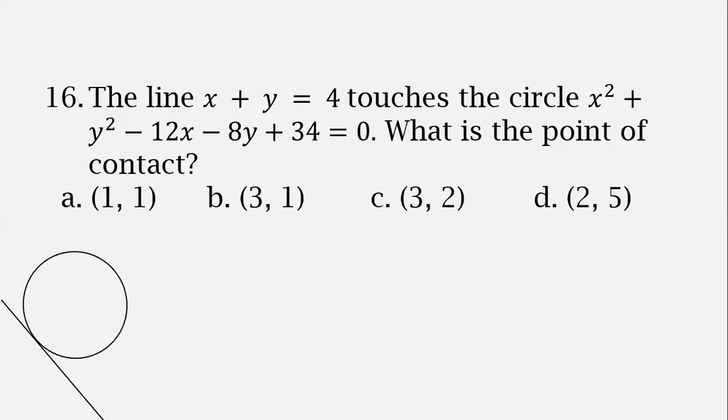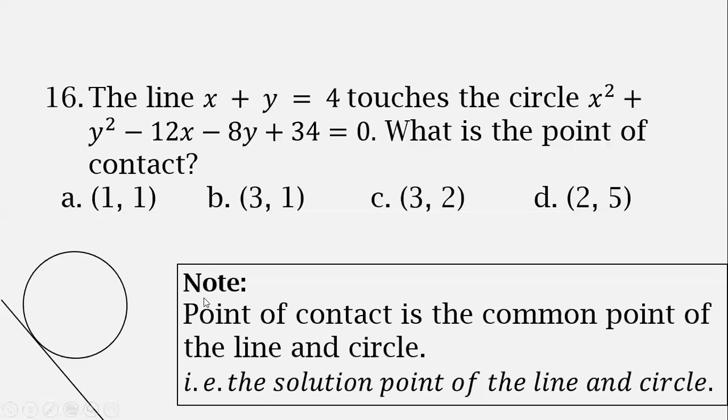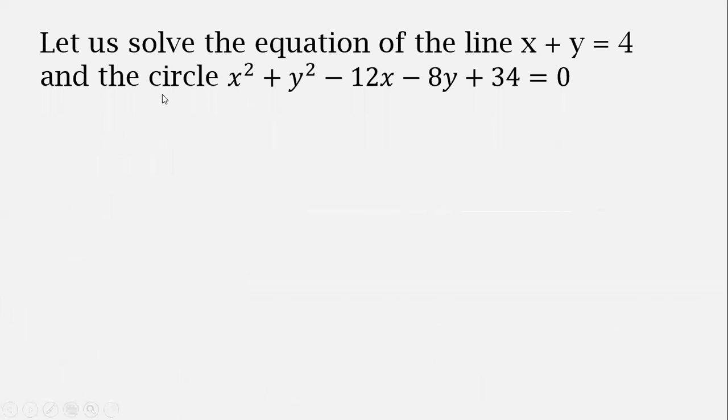Now we don't want to think in this way. We want to find out the correct answer. How? We just solve these 2 equations, because you see the solution point is the point of contact here. So let us solve the equations. Putting y is equal to 4 minus x, or x is equal to 4 minus y, either way, we can solve this equation.